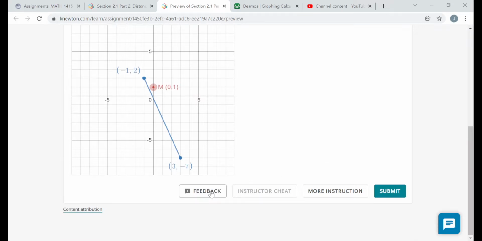There's the feedback button, which if you see a typo in the question, something's wrong with the question, or even the answer explanations, you see something wrong, doesn't seem right, send feedback to Knewton, tell them about it, and hopefully they'll address it and fix it. You will not see the instructor cheat button. Right, that's only for me. But you will see the more instruction button, which is very useful.